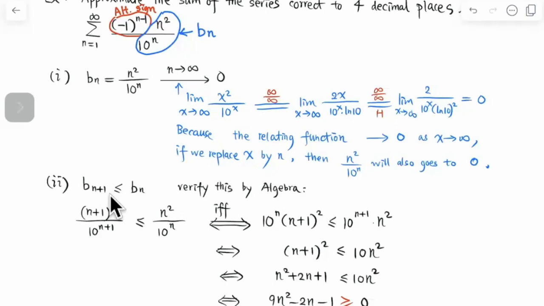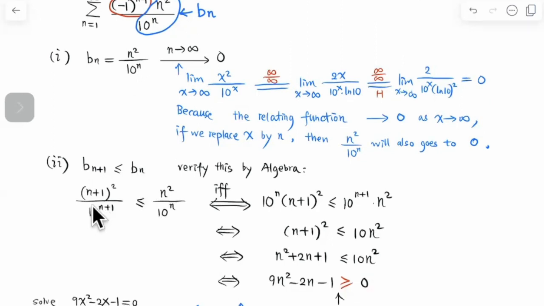Now we check the second condition, Bn plus 1 less than or equal to Bn. We can verify this by algebra. Here we cross multiply. So 10 to the n times n plus 1 squared is less than or equal to 10 to the n plus 1 times n squared. Notice that the inequality sign doesn't switch because we multiply both sides by a positive quantity. And then we divide both sides by 10 to the n and we end up with this.